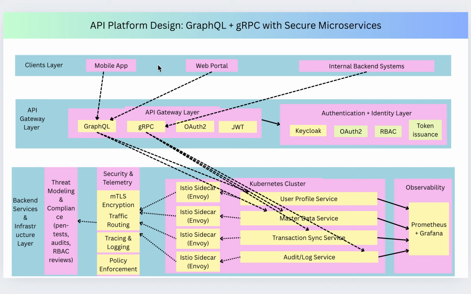First, we have the clients layer where we can see the entry points and access patterns. This tier includes mobile applications primarily used by the end users, and web portals serving both customers and internal users who need slightly more detailed dashboards. And we have internal backend systems which include ETL pipelines, schedulers, and legacy services that interact with our core APIs for batch processing or data sync.